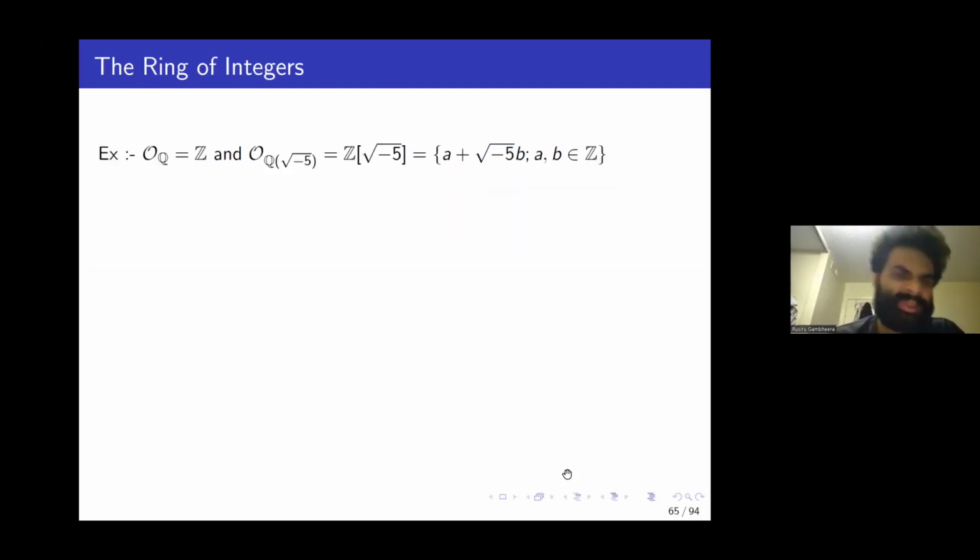Some examples. The ring of integers of Q is Z, as I mentioned. The ring of integers of the set of elements of the type a plus minus root 5 b, where a and b are rationals, is Z adjoin minus root 5, the elements a plus minus root 5 b, where a and b are integers. So this already has the integral flavor, right? It's like a discrete object.